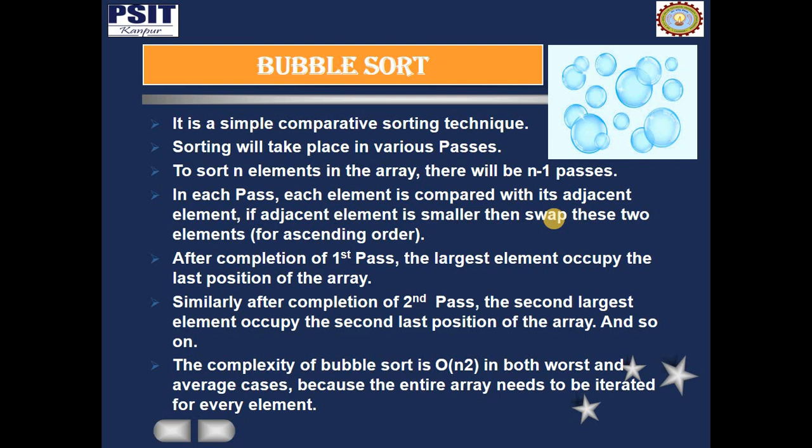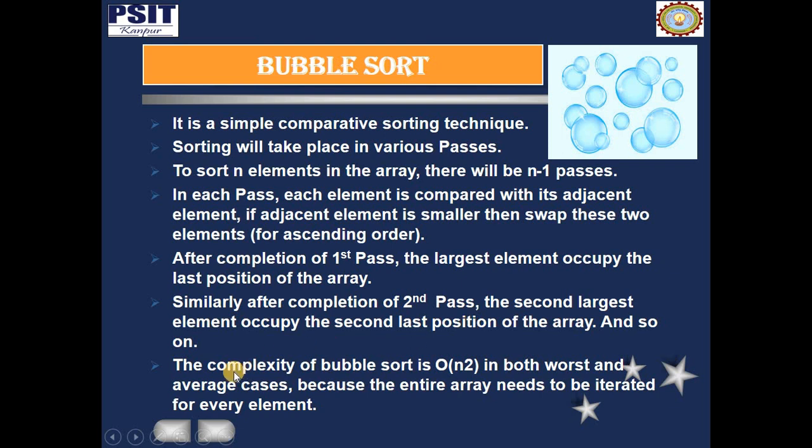When my adjacent is smaller in case of ascending order. But in case of descending order it will be reversed. That is, if the element is larger, then swapping will take place. So here I am going to discuss ascending order sorting. So if the adjacent element is smaller, then swapping will take place. The main property of bubble sort is, after completion of the first pass, the largest element occupies the last position of the array, right? Similarly, after completion of the second pass, the second largest element will occupy the second last position of the array, and so on.